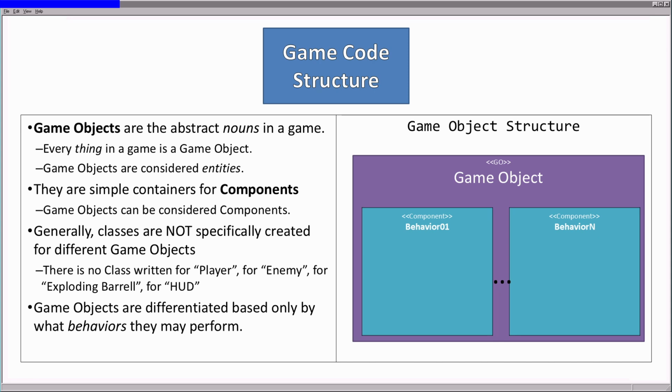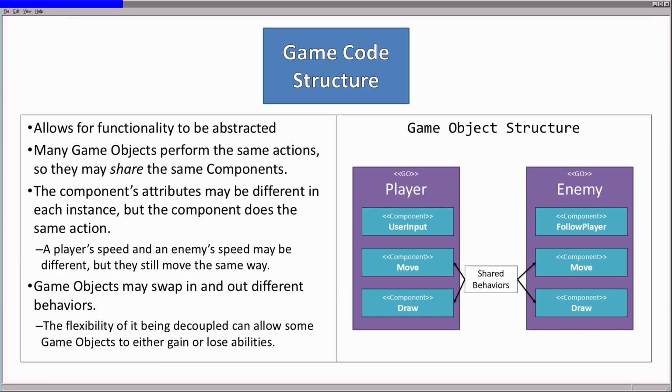Game objects are differentiated based on what behaviors they perform. The difference is not in the data type, but rather, how does it behave? By using this structure, it allows for the functionality to be abstracted. Many game objects perform the same actions, so they may share the same components. We can see that both player and enemy move and draw. We can consider writing one class move and another class draw, and simply add those to the player and enemy game object.